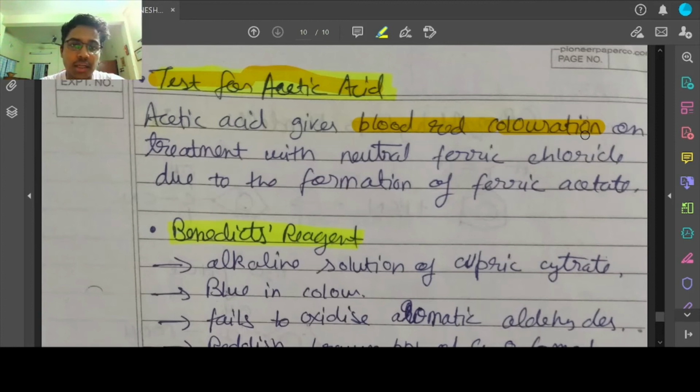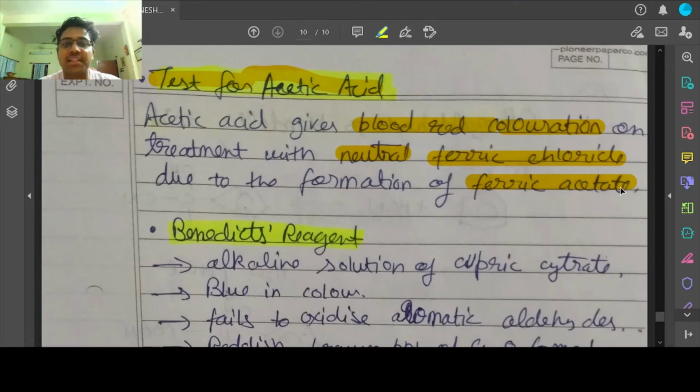So it's not correct. Acetic acid gives blood red coloration. Coloration is like a dissolved colored solution, and a precipitate settles at the bottom of the test tube. It is not a precipitate, it is a coloration. Okay, so remember this term. Acetic acid gives blood red coloration on treatment with neutral ferric chloride solution, due to formation of ferric acetate. This word neutral is important.